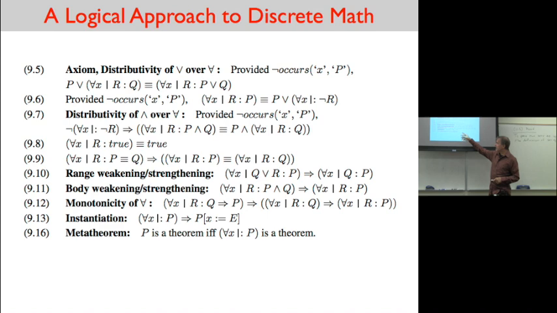9.8 says, and this doesn't have anything to do with sets. What it says is that for all x, range R, body true, equivalence true. Did you prove that in a homework assignment? Do you remember 9.8? Yes, we proved it. It's true and true and true. Well, yeah, but that's not why you do it. Yeah, you proved it. Okay.